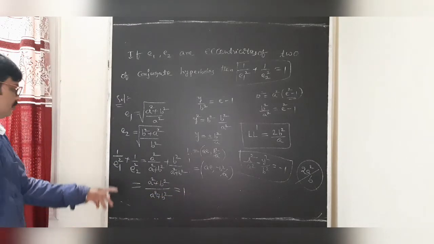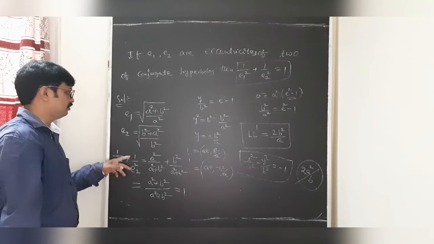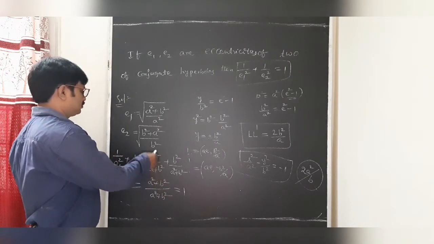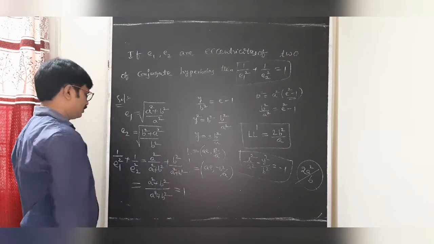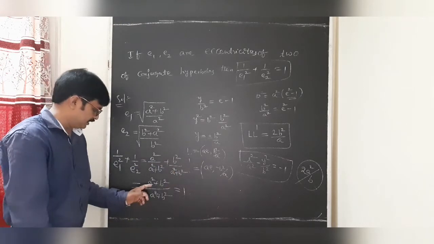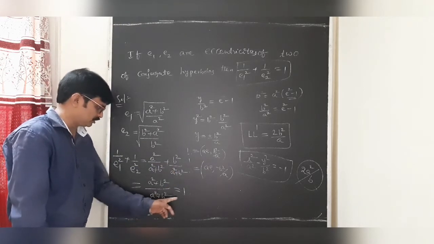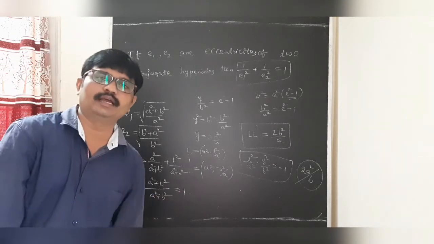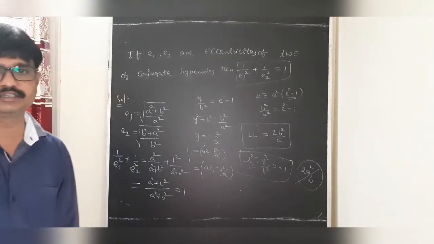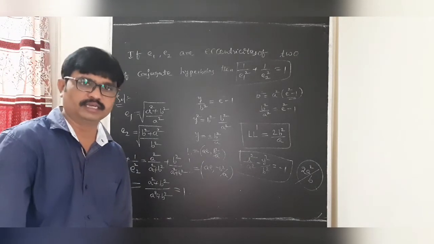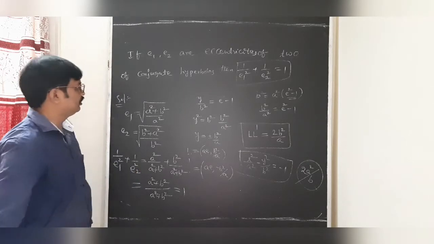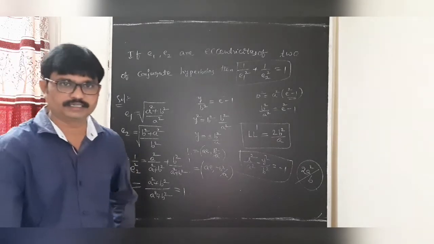Is it clear, students? 1 by e1 square plus 1 by e2 square, you can write as a square by (a square plus b square) plus b square by (a square plus b square). We can write as (a square plus b square) by (a square plus b square), that equals 1. Where, students, e1 and e2 are the eccentricities of the two conjugate hyperbolas, then 1 by e1 square plus 1 by e2 square equal to 1. Okay, students?